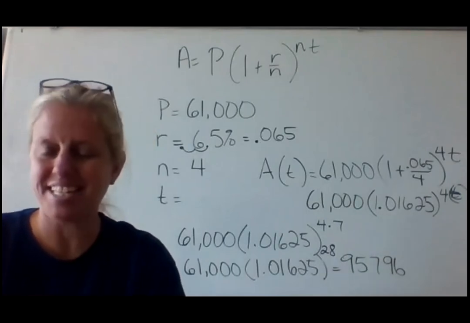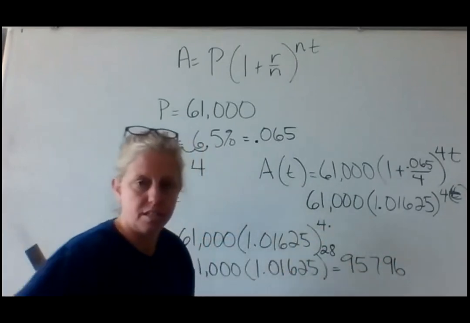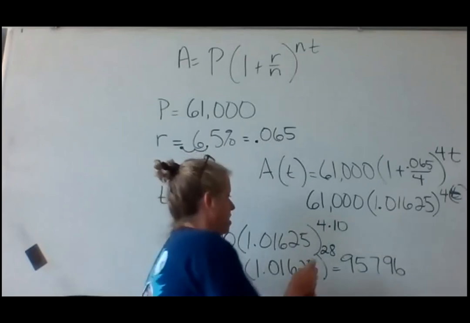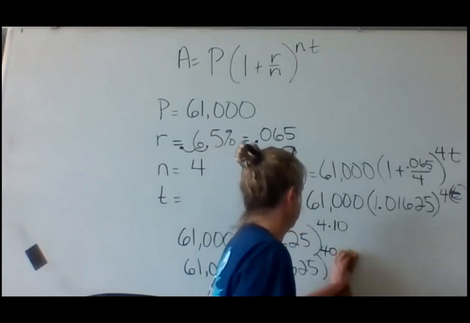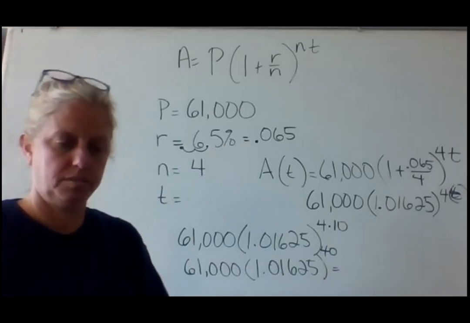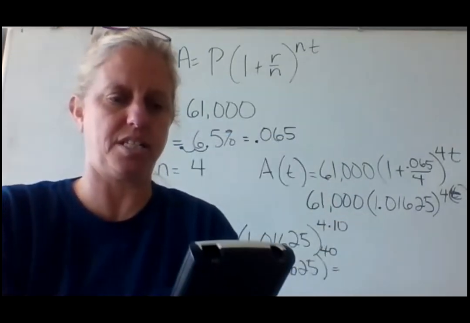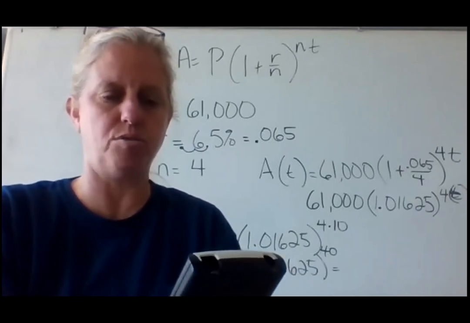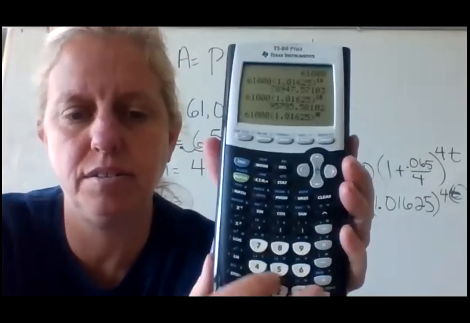And the last part wants it at 10 years, which means the t changes, which means the exponent changes to 40. So again, you're just going to type in the same exact thing, change your exponent to 40. So 61,000, open parentheses, 1.01625, close. Go up into your exponent and type in 40.